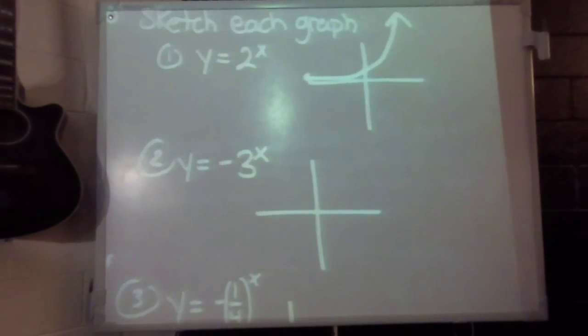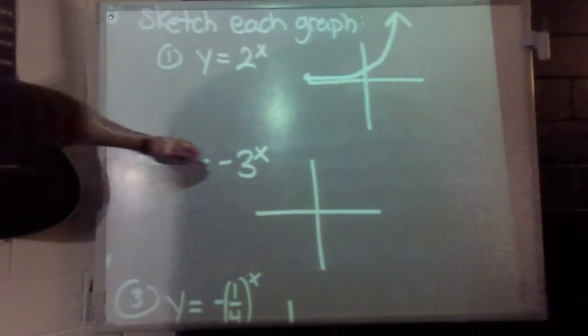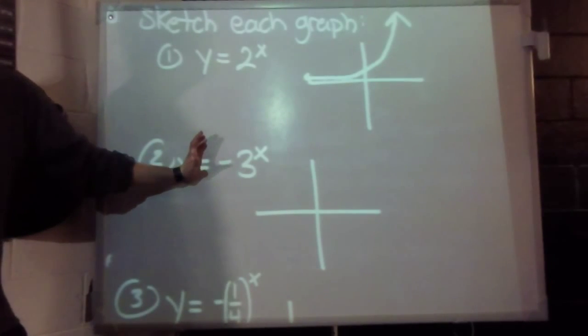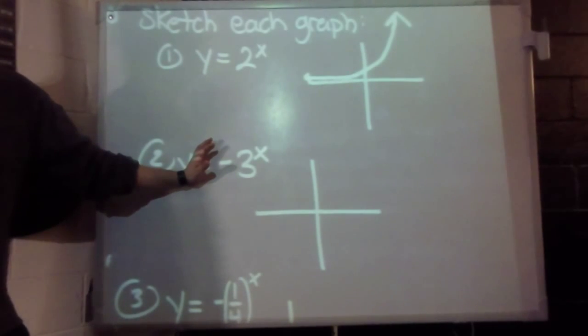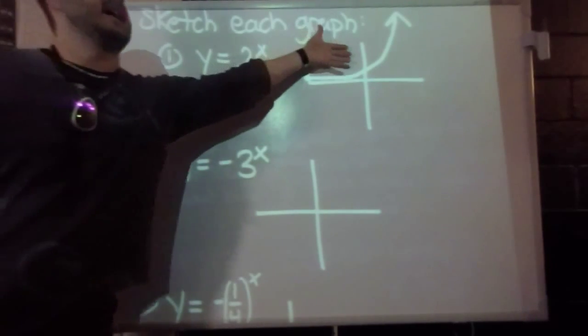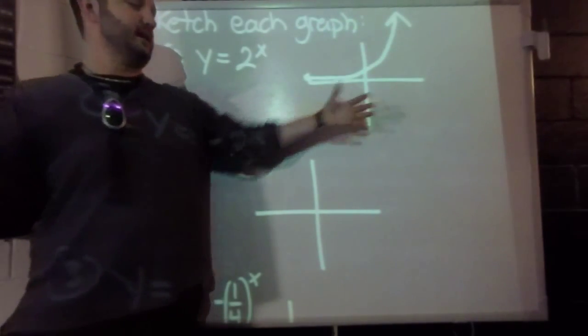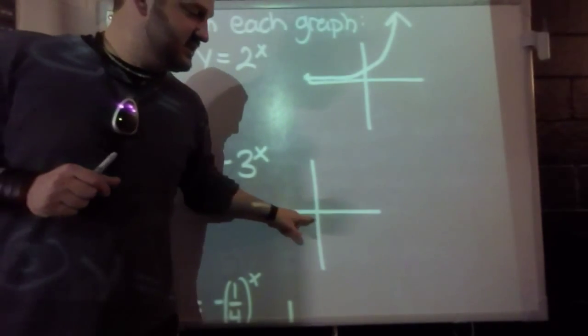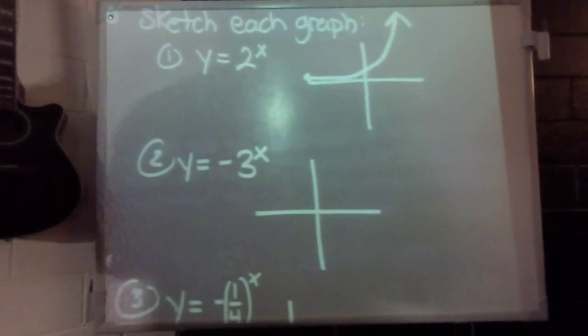All right, if I stick a negative in front of an exponential function, 2 to the x, 3 to the x, 4 to the x, how does that change us? Flip it. Just like taking this and flipping it this way. So it comes from just under the x-axis, crosses at -1, and goes down.